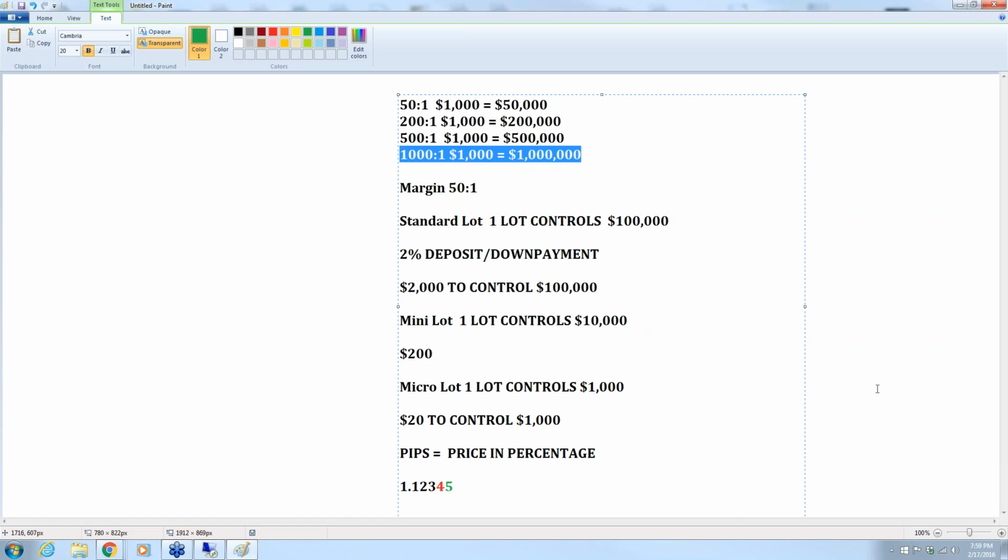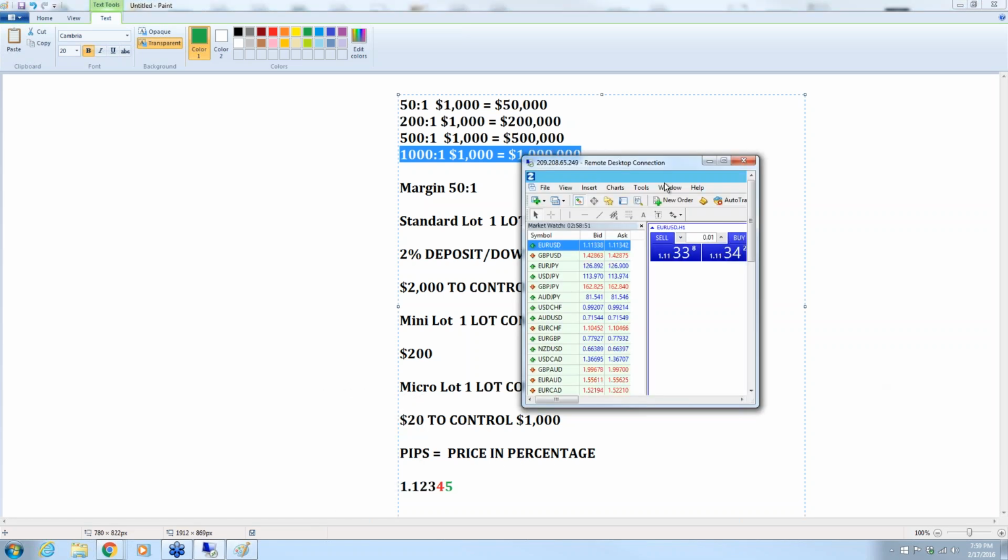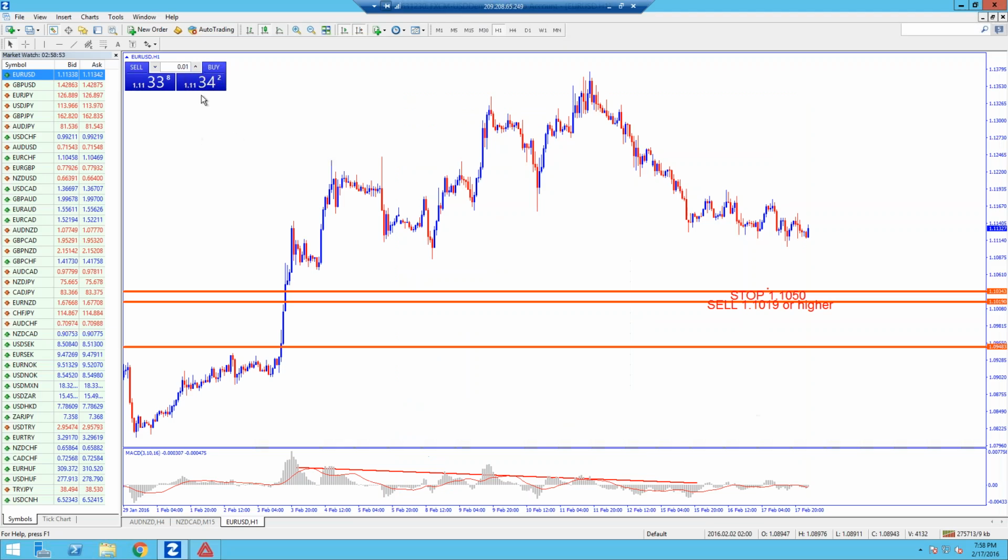So the pip is the fifth digit. 1, 2, 3, 4, 5. What they call a micro pip is the fifth digit. The fourth digit is called a pip. So let me show you how that works. Right here.